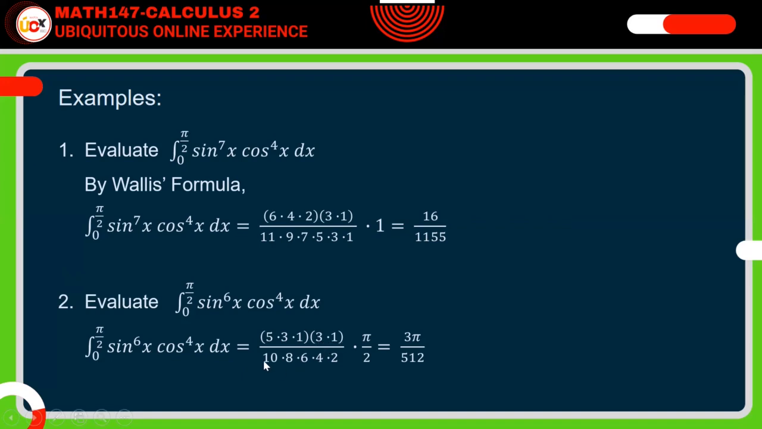And then we divide it by the factors, now starting with the sum of 6 and 4, which is 10 times 8 times 6 times 4 times 2, and we multiply it by alpha. This time, since the exponents m and n are both even, alpha is pi over 2. Hence, the integral is equal to 3 pi divided by 512.